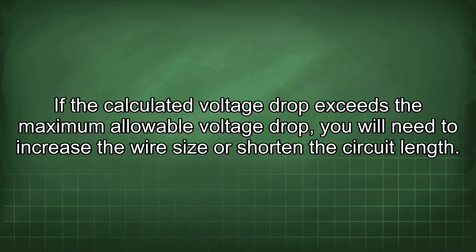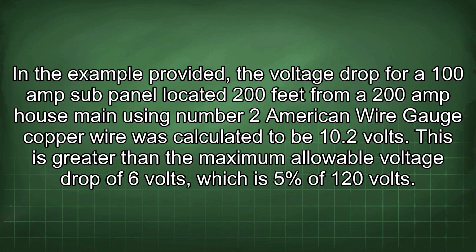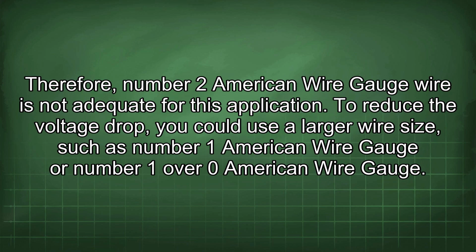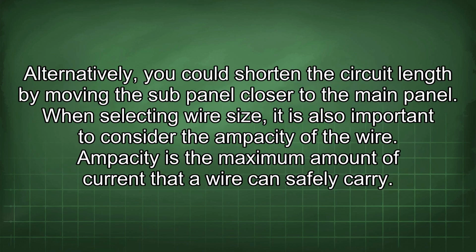shorten the circuit length. In the example provided, the voltage drop for a 100 amp subpanel located 200 feet from a 200 amp house main using number 2 American wire gauge copper wire was calculated to be 10.2 volts. This is greater than the maximum allowable voltage drop of 6 volts, which is 5% of 120 volts. Therefore, number 2 American wire gauge wire is not adequate for this application. To reduce the voltage drop, you could use a larger wire size such as number 1 American wire gauge or number 1/0 American wire gauge. Alternatively, you could shorten the circuit length by moving the subpanel closer to the main panel.